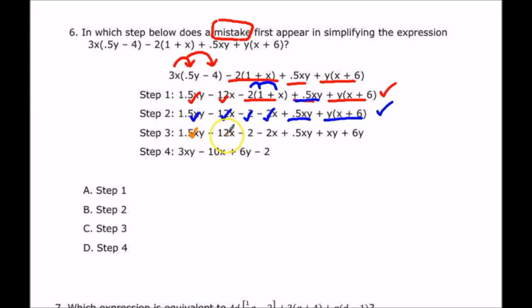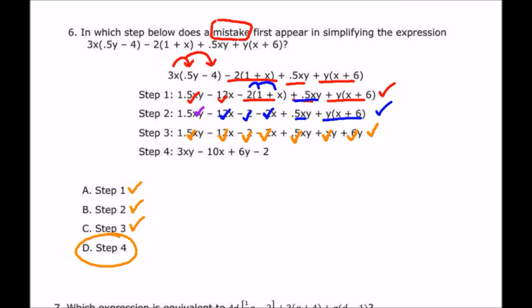Here, rewrote it, check, rewrote it, check. So no mistake yet. Rewrote it, check, whoa. Now let's see, y times x is xy, check. y times 6 is 6y, check. So in this case, everything's correct, check. So the only other option we have is step 4. We know step 1's all correct, step 2's all correct, step 3's all correct. That means there's a mistake in step 4. Let's see if we can find that mistake.